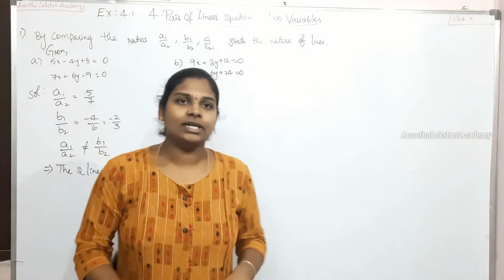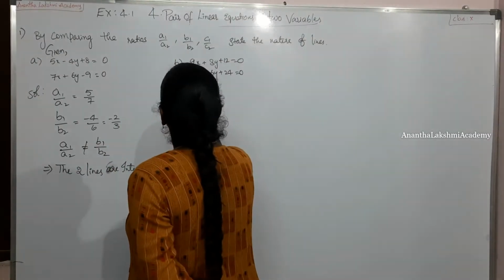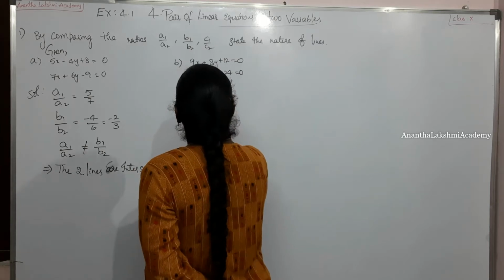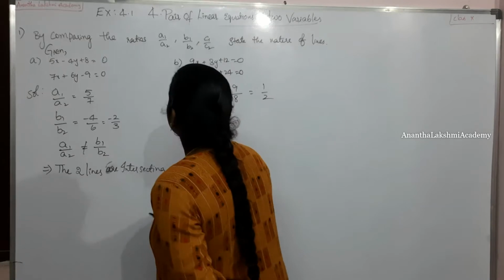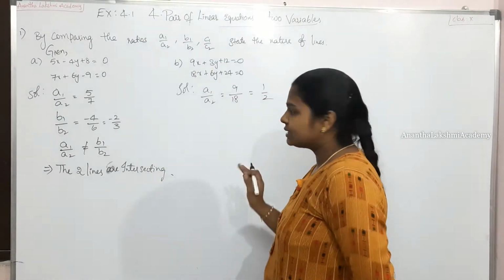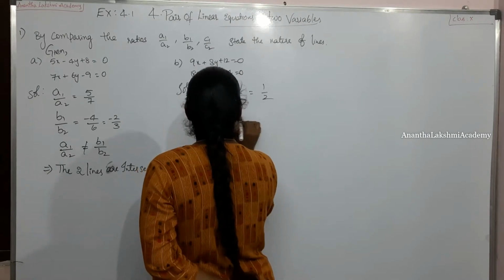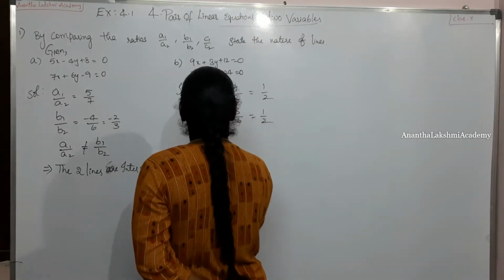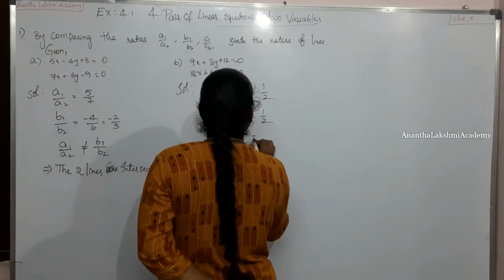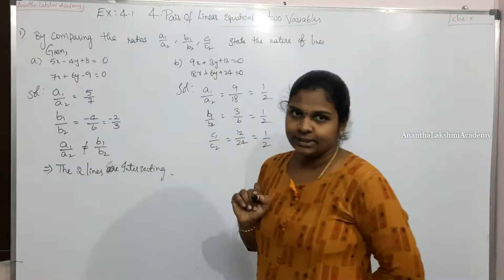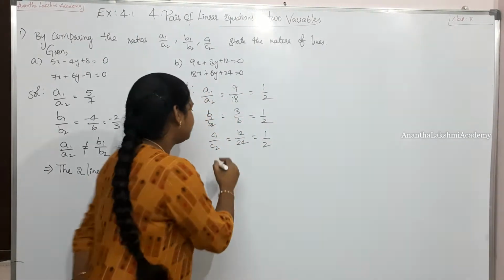Alright, let's solve the next bit, which is the b bit. Here we have a1 by a2 equal to 9 by 18, which is nothing but 1 by 2. Next, b1 by b2 is equal to 3 by 6, which is also equal to 1 by 2. And then c1 by c2 is equal to 12 by 24, which is also equal to 1 by 2. So here a1 by a2 is equal to b1 by b2.